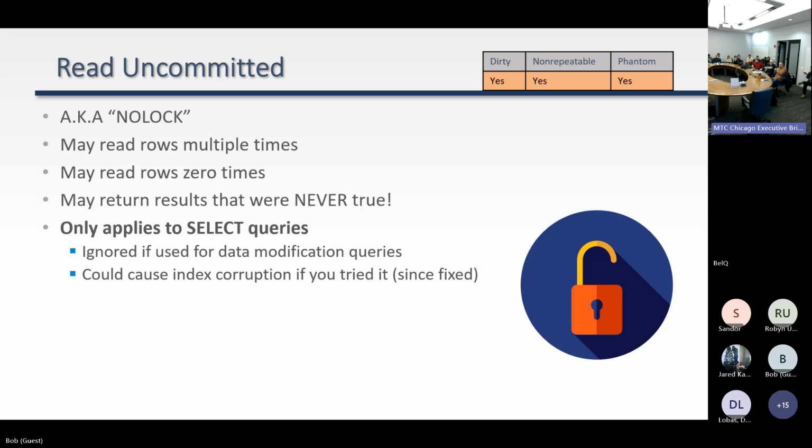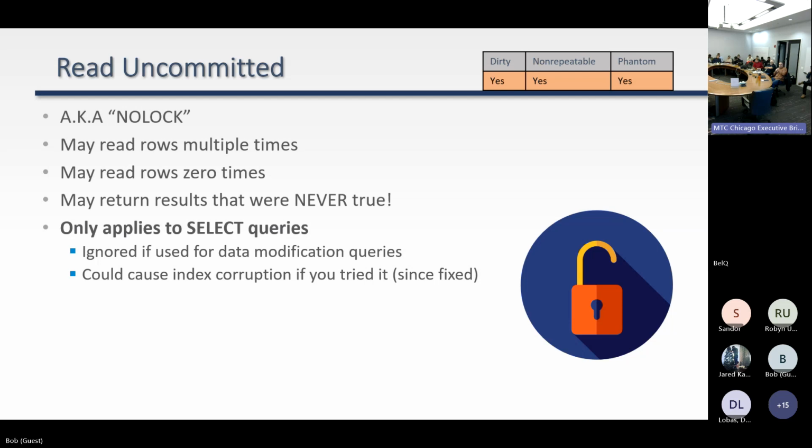let's talk about how these isolation levels actually work. So the first one we're going to talk about is called read uncommitted, also known as no lock. And you'll notice in the upper right-hand corner here, I have this little table. Those are those ANSI specific read phenomena we talked about. So dirty reads, non-repeatable reads, and phantom reads. Notice they're all yes here. That means they can all happen in read uncommitted mode, right?